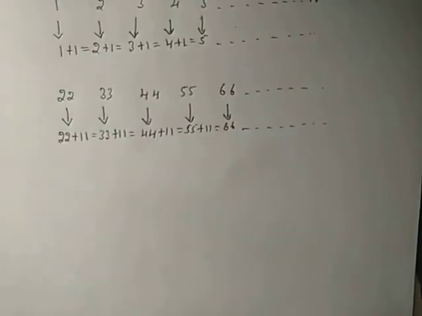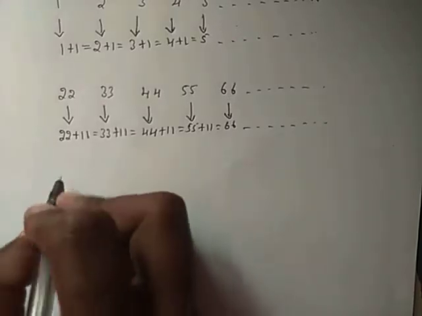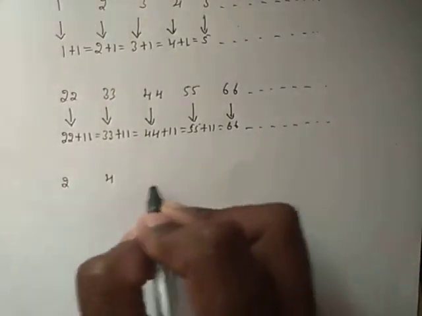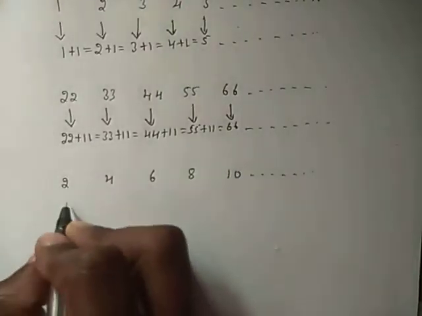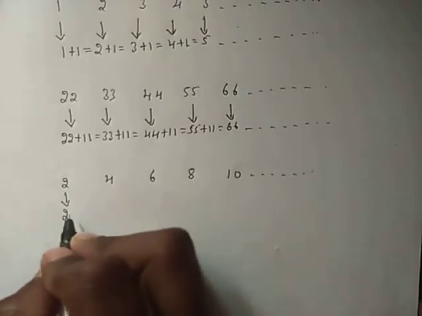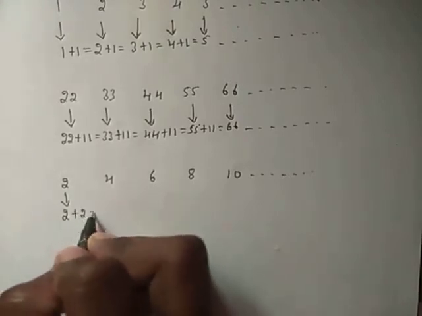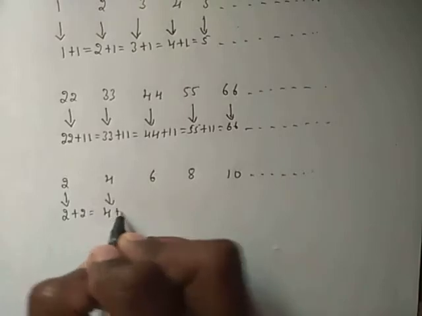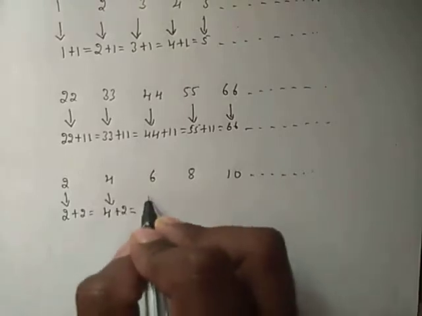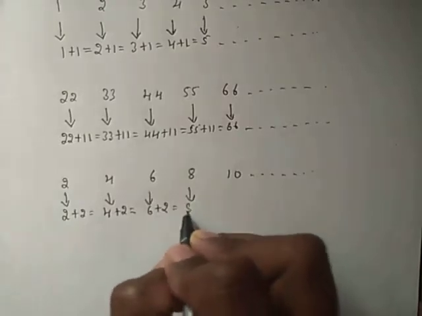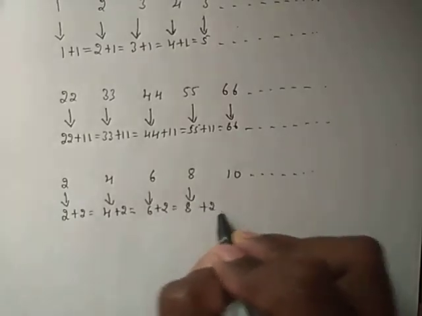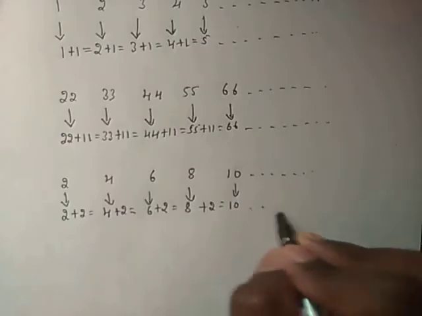We'll take another example: 2, 4, 6, 8, 10 and so on. Here the first term is 2. If we add 2 to the first term, we get the second term. If we add 2 to the second term, we get the third term, and if we add 2 again, we get the fourth term, and if we add 2 again, we get the fifth term. It continues.